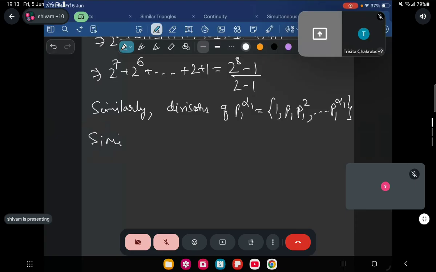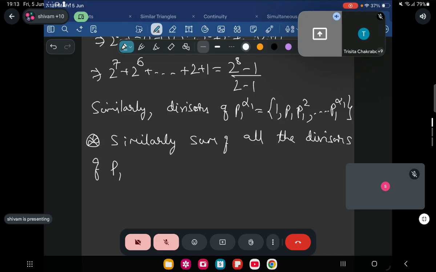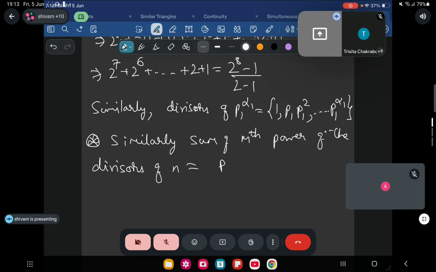And similarly, I am going to write down the sum of all the divisors. Similarly, the sum of the mth powers of the divisors of n will be equal to, in this case you just multiply by n.